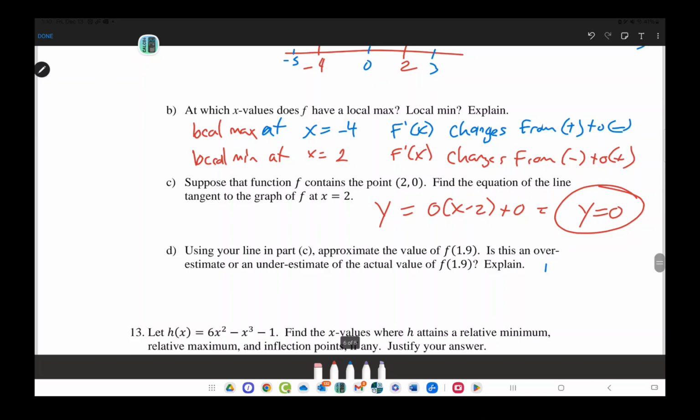All right, using your line in part C to approximate the value of 1.9, is it an overestimate or underestimate of the actual value of 1.9? Explain. I think this is just a review of the previous section, right? The linear approximations. We did that, so that's not on your test. You can cross that out. It's fine.